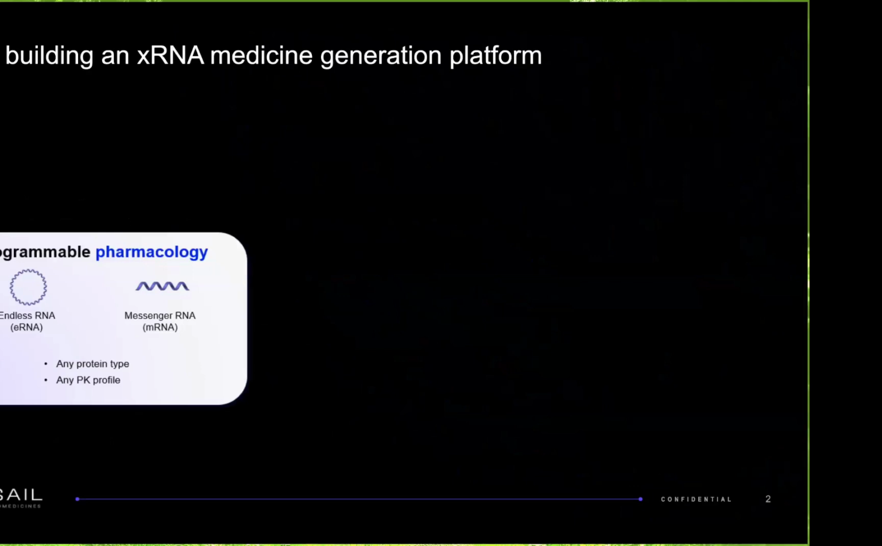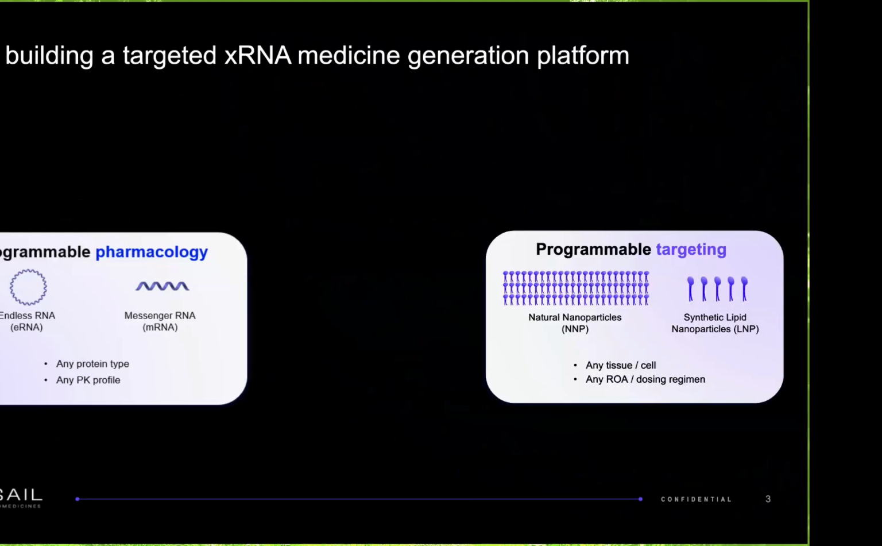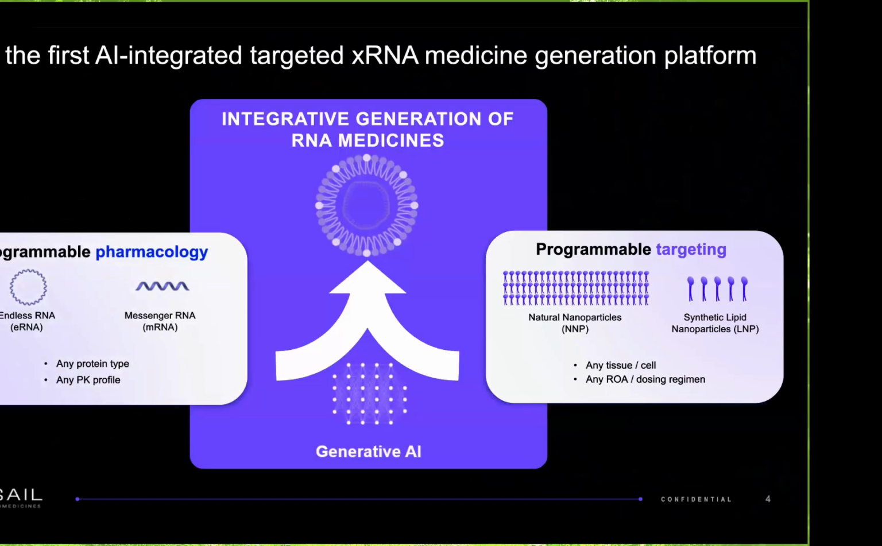So at Sail, we combine two great tastes that taste great together. We work on programmable pharmacology using both what we call endless RNA, which is a fancy way of saying circular RNA, and mRNA, combining that with nanoparticles, either natural or synthetic, and putting them together to create some wonderful integrative generation of RNA medicines with just a sprinkling of AI marketing in there to spice things up.